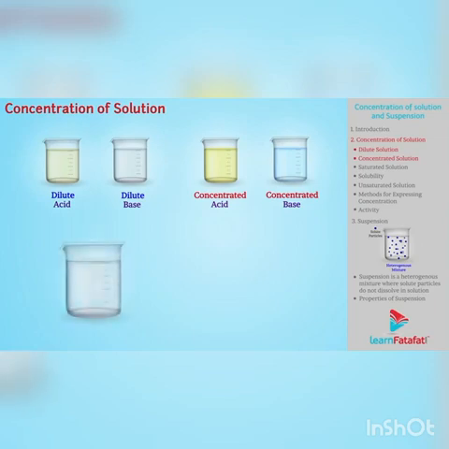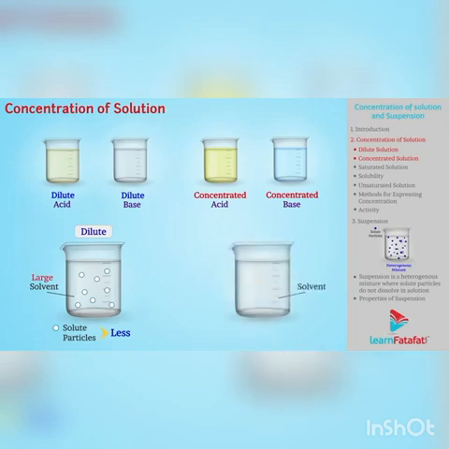A solution is said to be dilute if the number of solute particles present in solution is less while solvent is present in larger quantity. A solution is said to be concentrated if a large number of solute particles are present in solution.